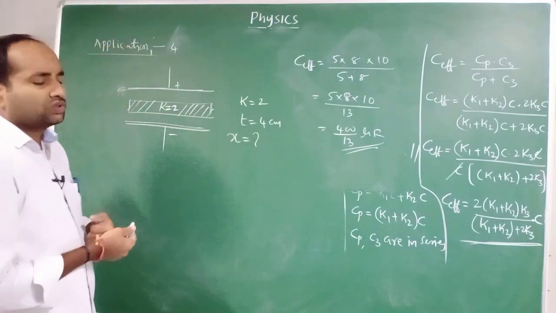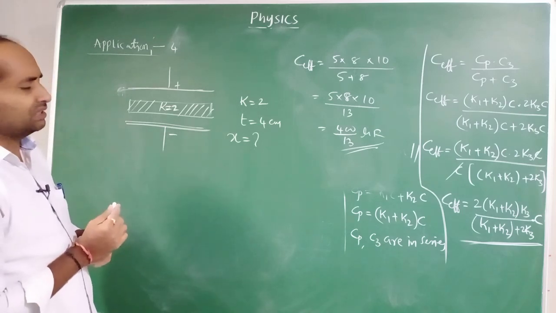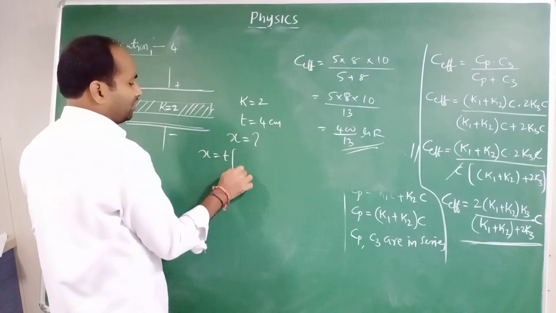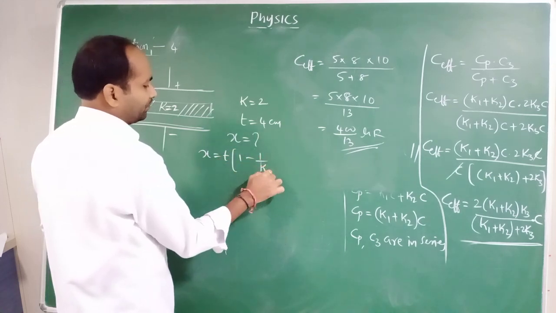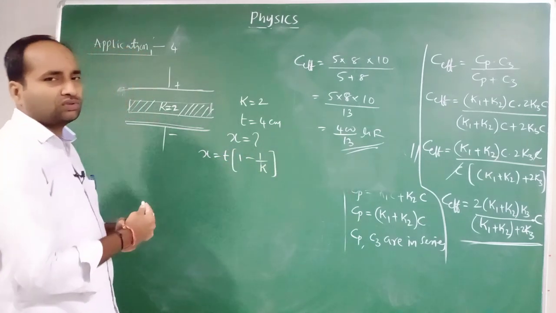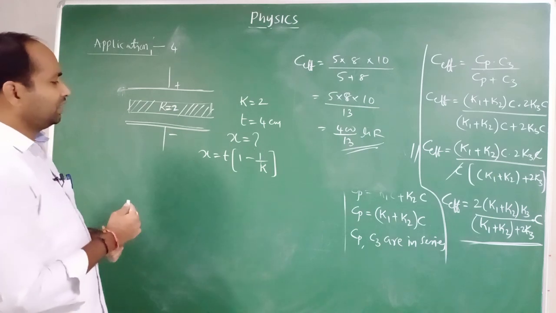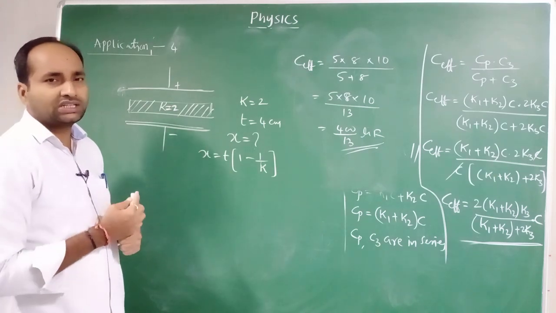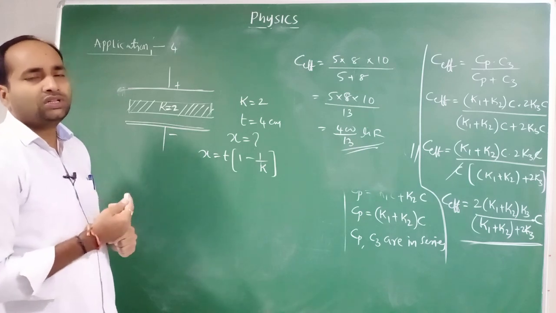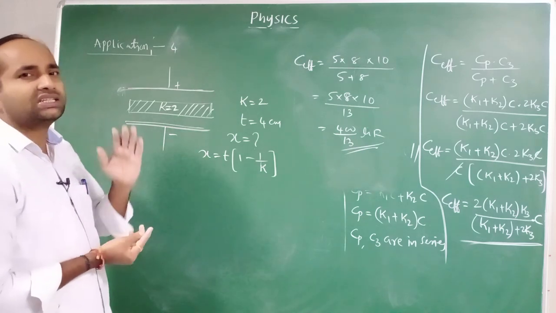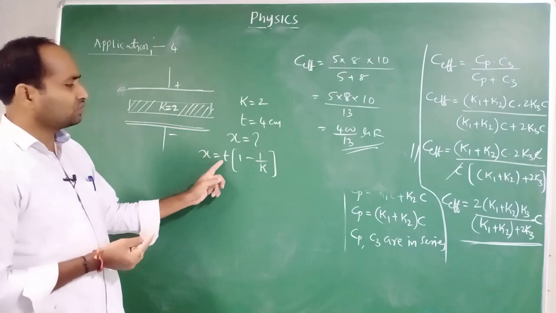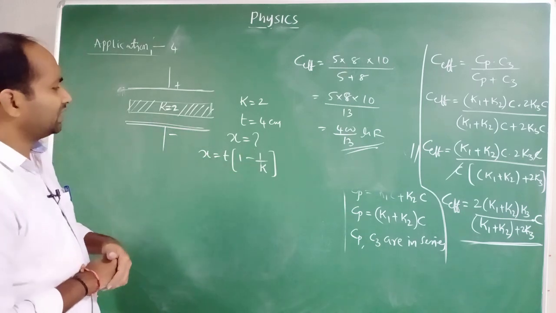Okay, so for this we have an expression. What is X? X is equal to t(1 − 1/K). To restore the capacity of the capacitance to its initial value, the separation between the plates is increased by the value of X. That X is equal to t(1 − 1/K).